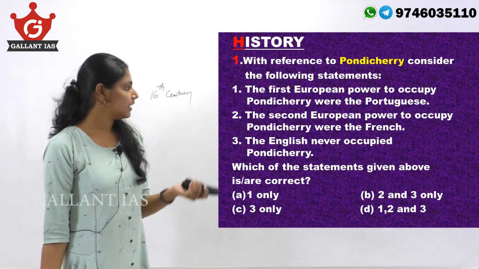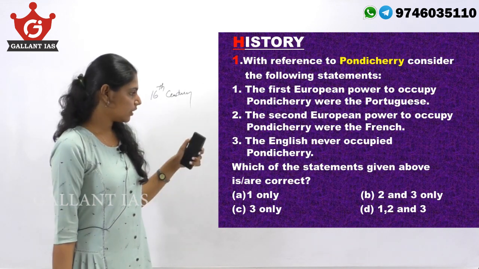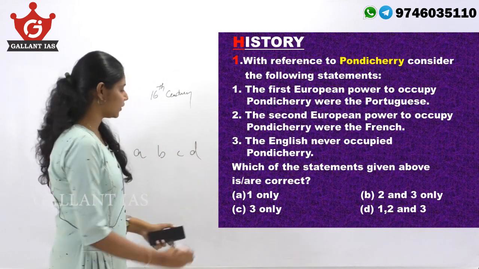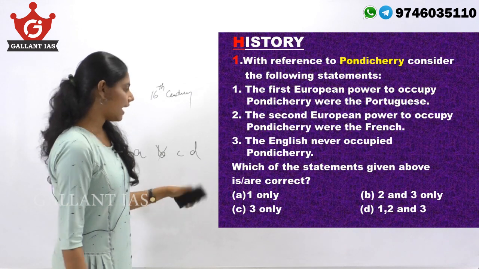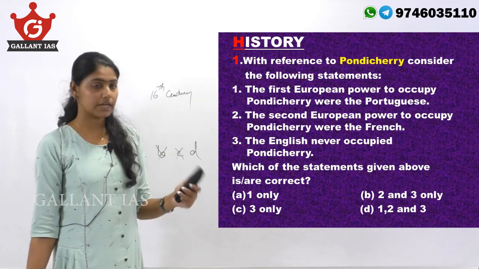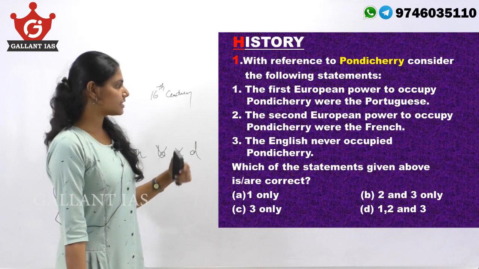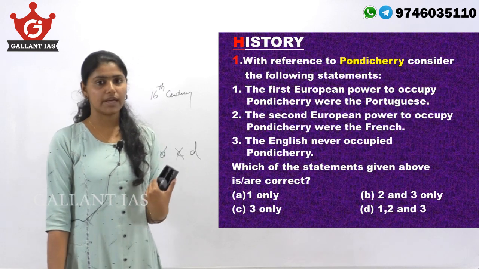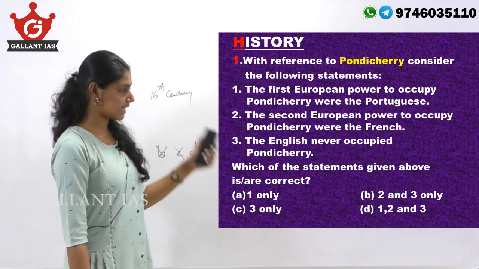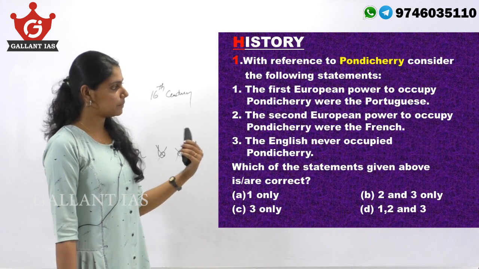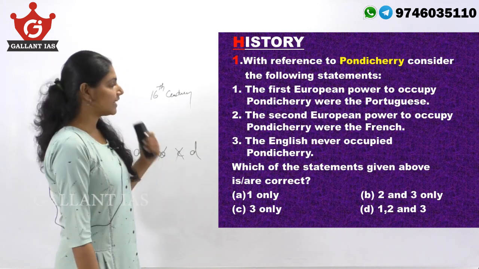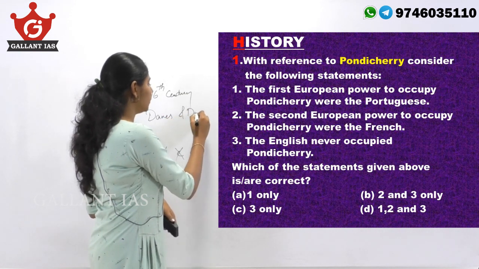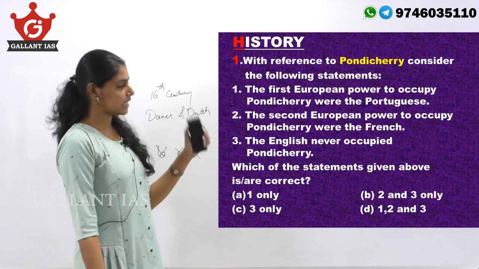Okay, the second statement. If the first statement is right, you can eliminate option B and option C, and you are left with two options. Anyway, let's look at the second statement. The second European power to occupy Pondicherry were the French. Actually, the second statement is wrong. The second European power to occupy Pondicherry were the Danes and Dutch, and not the French. So the second statement is wrong.